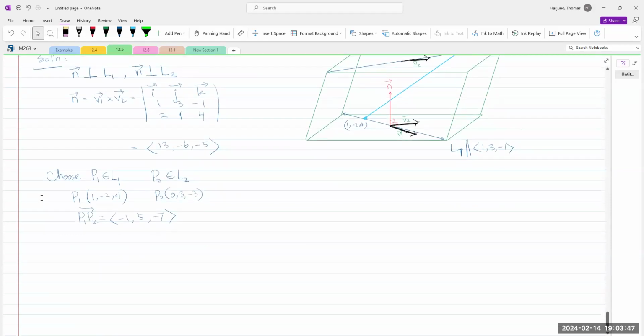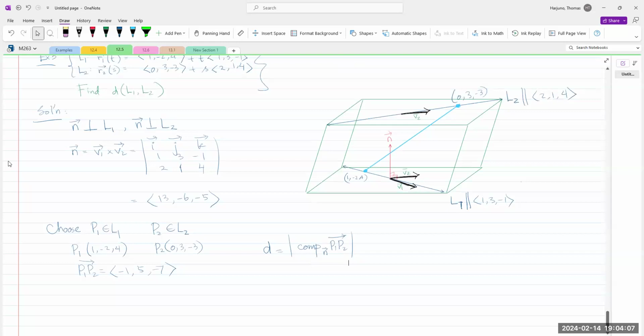Now, notice that the distance that we are looking for is equal to the absolute value of the component of P1P2 onto that normal vector. Okay, imagine this. Imagine if I copy this blue vector here and put it here. Now the projection of that vector onto n, the component of that will be this thing here, the distance between those two planes.